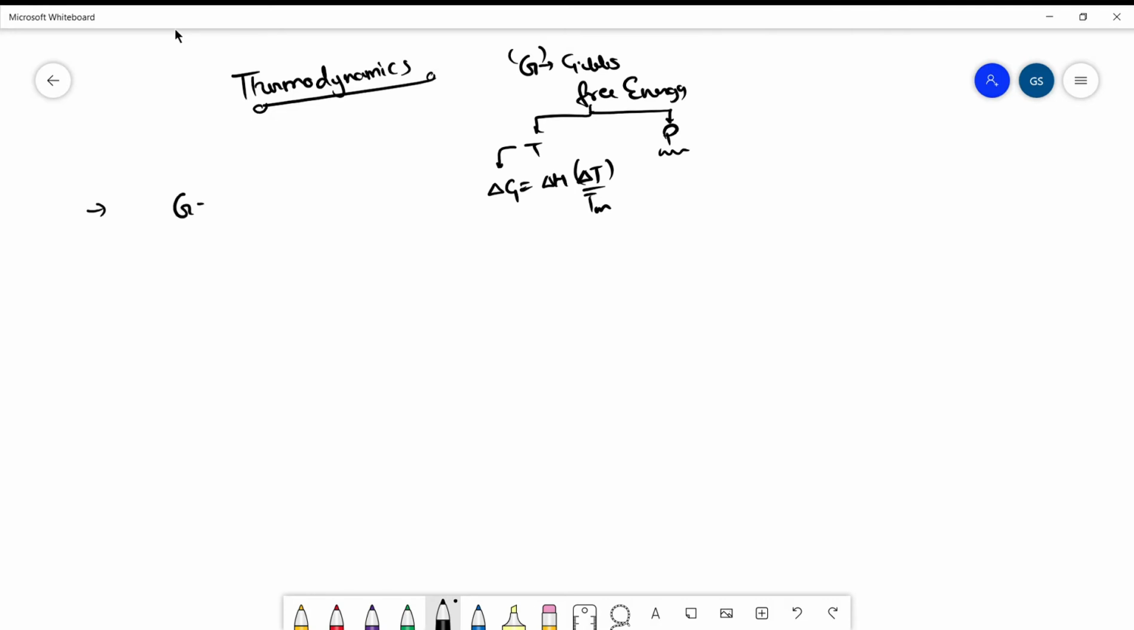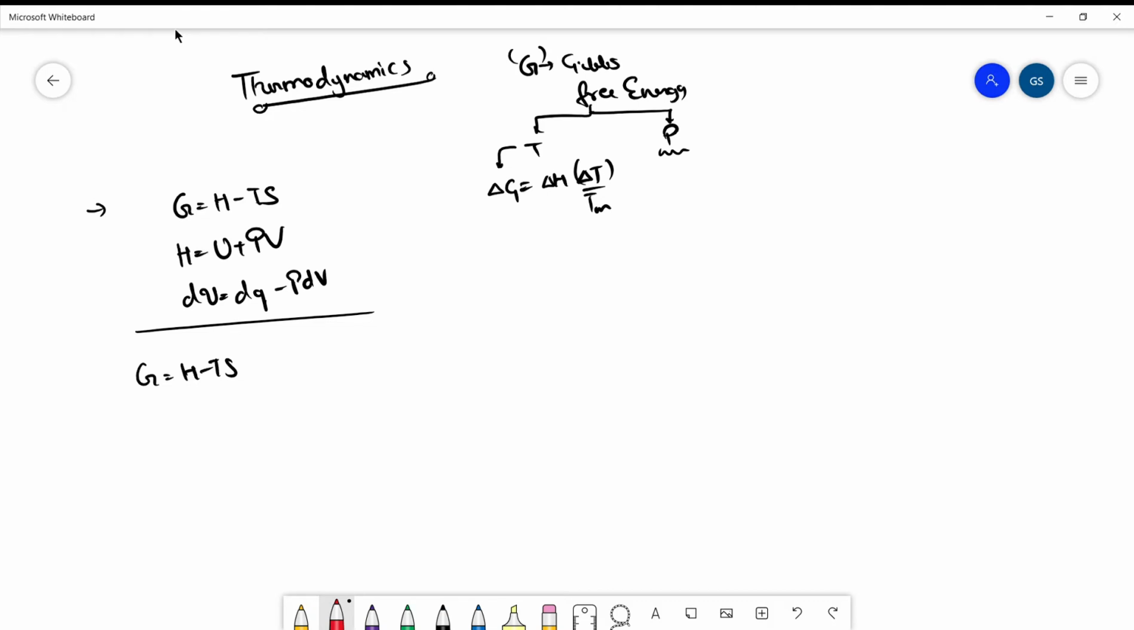So we know that G equals H minus TS. We also know that H equals U plus PV. And one more equation that we have studied here is dU equals dQ minus PdV. So we are going to use all these equations to find a differential equation for dG. Let's see how. G is nothing but H minus TS. Let's take a differentiation right here. So dG will become dH minus TdS minus SdT.